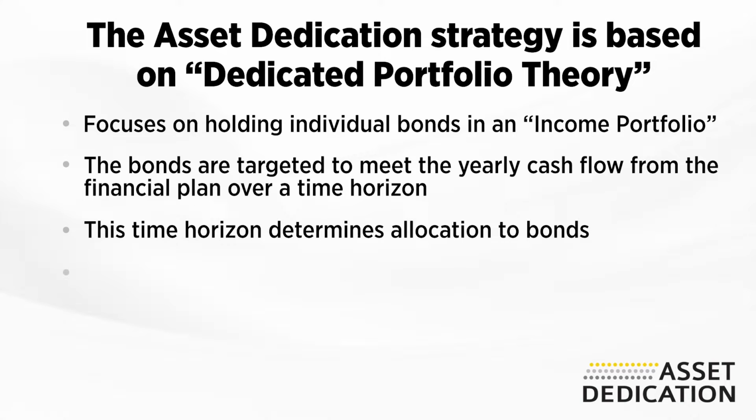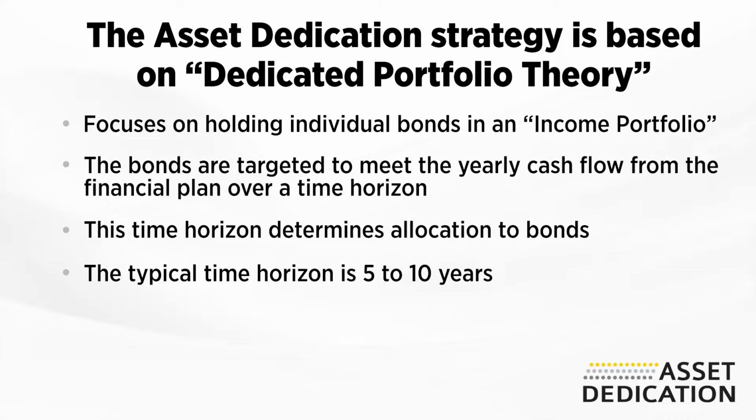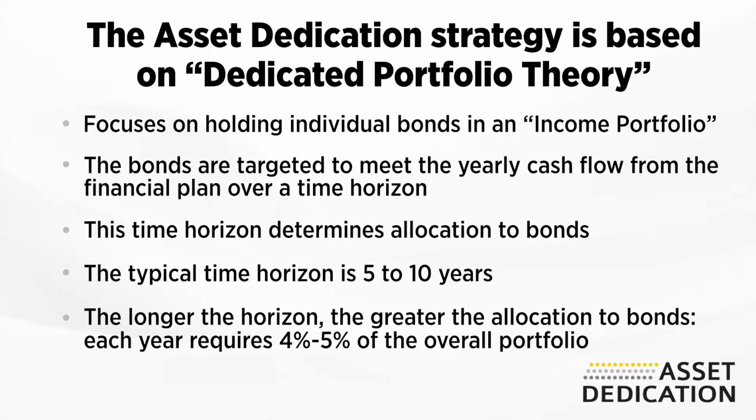It is this time horizon, typically ranging from 5 to 10 years, that determines the allocation of your capital to the bonds. As a rule of thumb, the longer the horizon, the greater the allocation to bonds, with each year requiring from 4 to 5% on average of the overall portfolio. So a 5-year time horizon will result in somewhere between 20 and 25%, whereas a 10-year portfolio would result in somewhere between a 40 and 50% allocation to bonds.